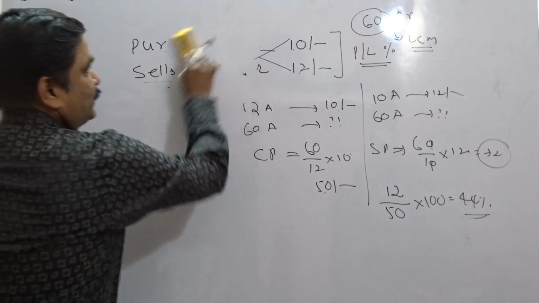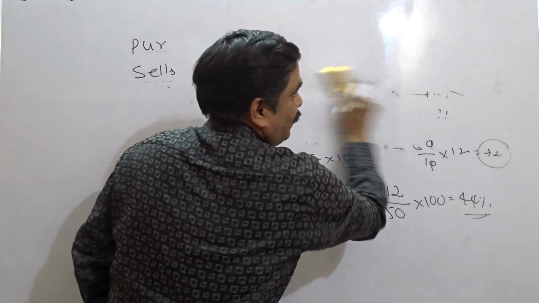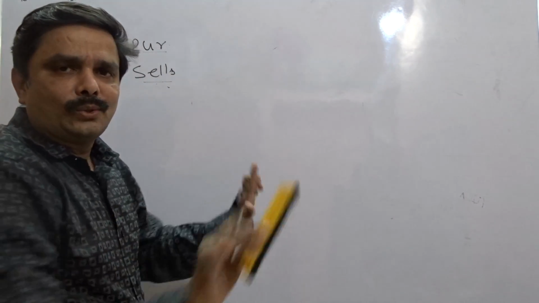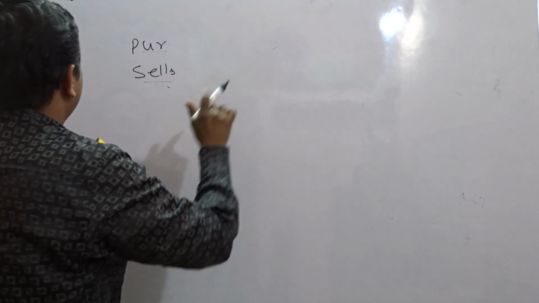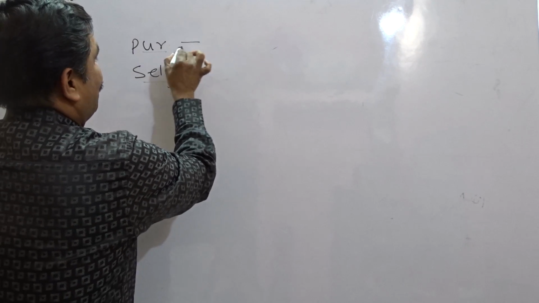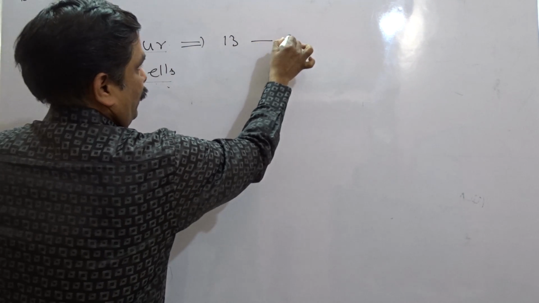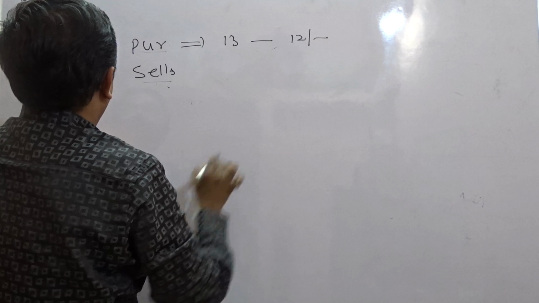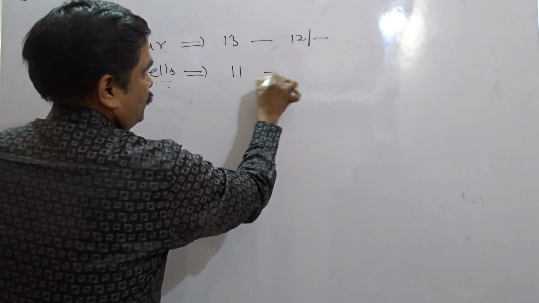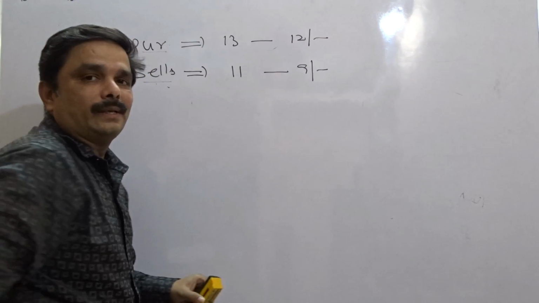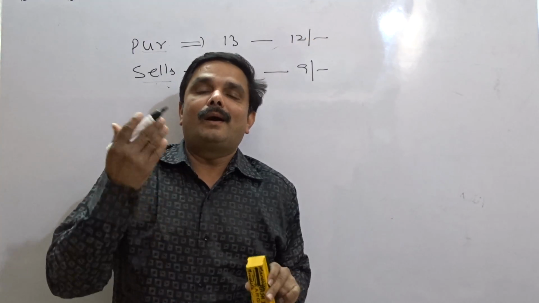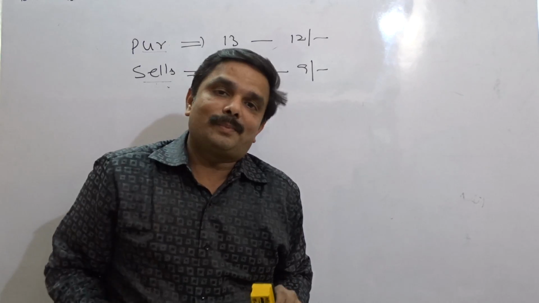For example, let us take it this way. Even if the figures are different, you can use the same shortcut. The shortcut is going to be the same. Suppose I change the figures like this: a man purchased 13 articles for 12 rupees, and he sold 11 articles for 9 rupees. In this case, if it is a profit, what is the profit percent, or if a loss, what is the loss percent?